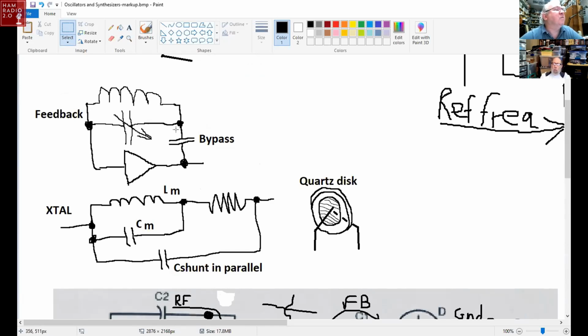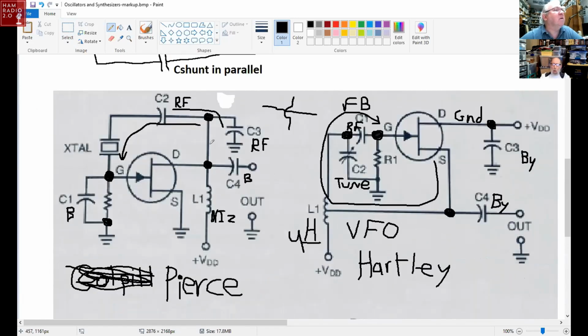See how the feedback path, let me draw the feedback path on this one, comes off the output through a bypass cap. It's in parallel with the amplifier. Pierce is like a parallel oscillator where the feedback path, we label the feedback path here. That's what I didn't do the first time. That's why I got off. I'm sorry. I misled you.